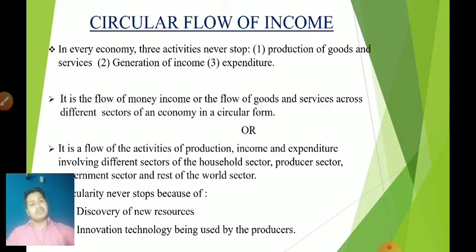The second one is generation of income. By producing those goods and services, we generate income from a firm point of view. And from the household point of view, all the factors of production supplied by households to the firm, they get factor payments on behalf of those services. So this is known as the factor payments.